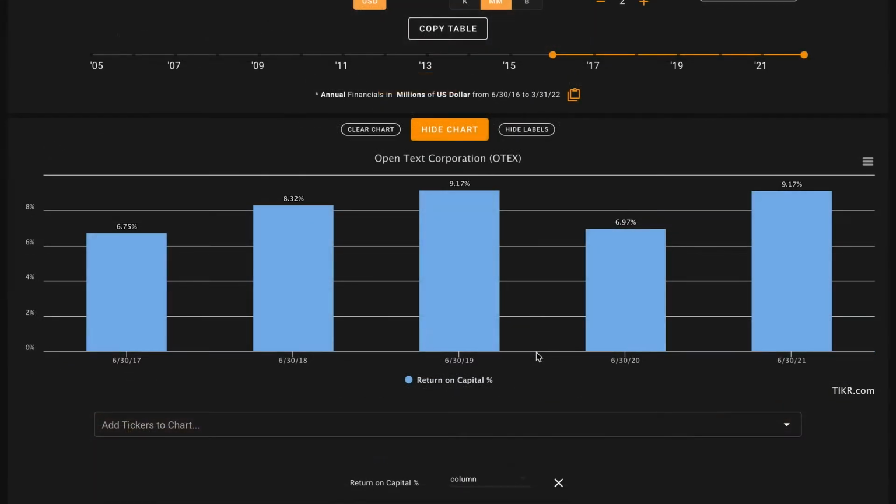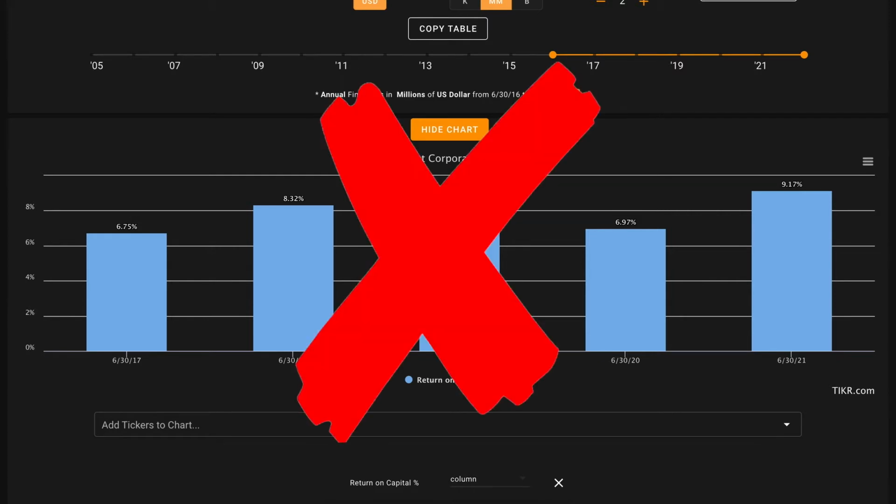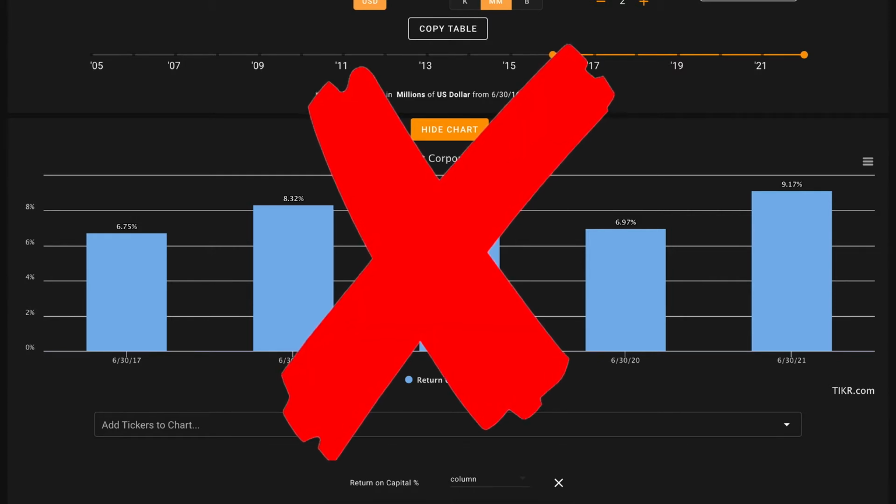Pillar number 2, we want their average 5-year return on capital to be above 9%. So we can see that it's held pretty steady in this about 7 to 9% range. However, averaged out, it's still only at about 7.5%. So pillar number 2 is also going to be an X. They only earn about average returns on capital.